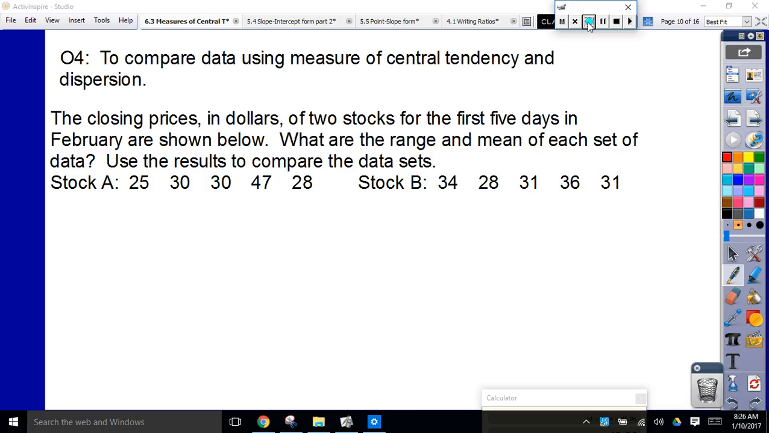So we only need to find two things. We need to find the range and we need to find the mean. And I think you guys are pretty comfortable in finding them, so I'm just going to go ahead and give them to you for this set. You'll be finding them on the next set.